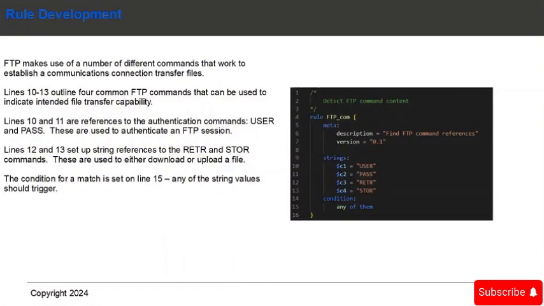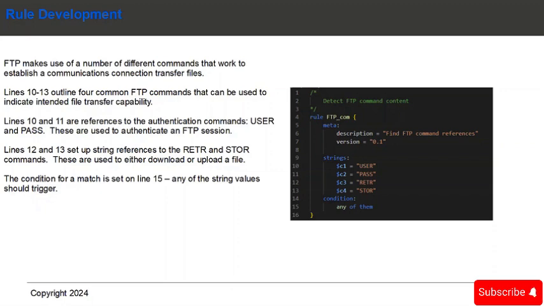Lines 10 through 13, they define the strings that we're going to look for on our initial pass. The user and pass for authentication, retrieve and store for upload and download. And the condition we have on line 15 is we will trigger if we find any of these matches. Again, consider fine-tuning this. Use this as an example to get you started.